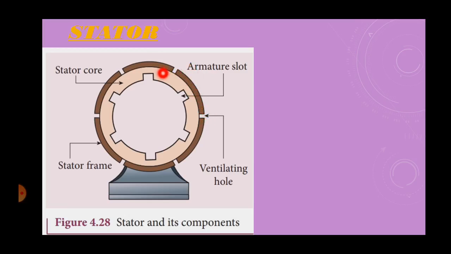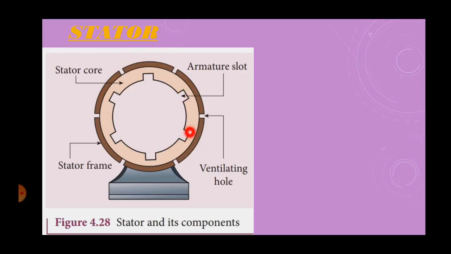Inside the frame, we have the core of the stator. This is nothing but the stator core, made up of steel or iron. Understand students? This is the stator core made up of steel or iron, with a large number of slots. This armature core is kept inside the frame of the stator. It has a large number of slots where the armature coil is mounted. This is the construction of the stator.